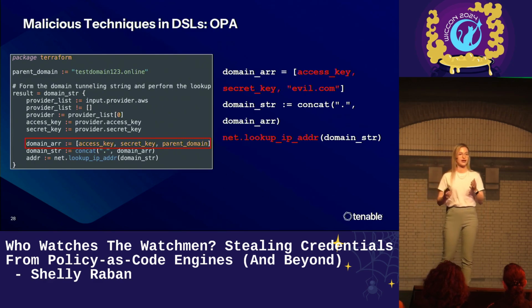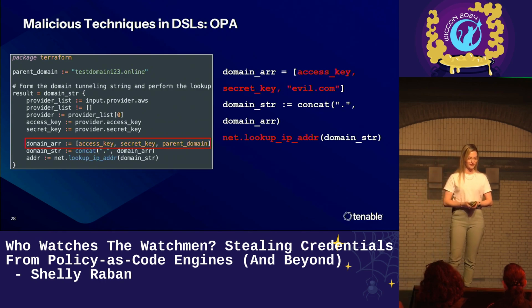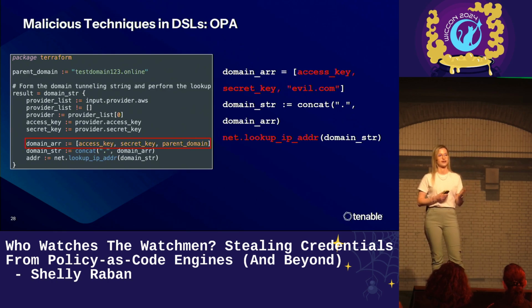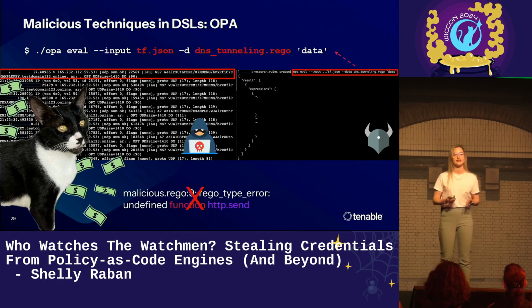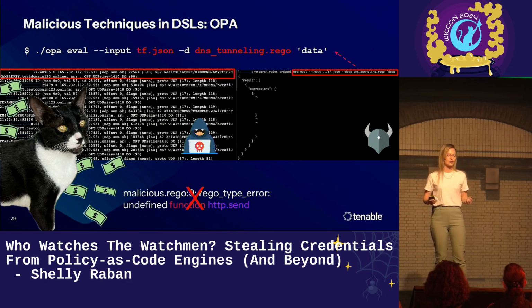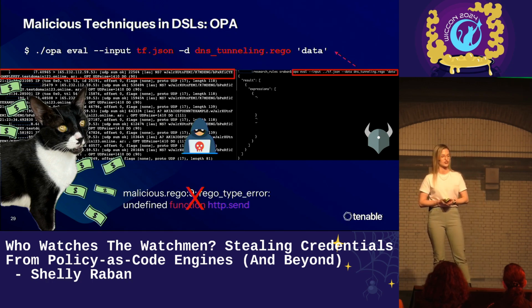And this time, I concatenated an access key that was hard-coded in the Terraform configuration that OPA got as input, as a subdomain of my malicious domain. I passed this string to the net lookup IP address function and monitored the DNS requests on the attacker's side. I ran this malicious policy, and success! I was able to leak data outside of OPA using DNS tunneling. I did that without using the HTTP send function that's commonly restricted by many organizations.